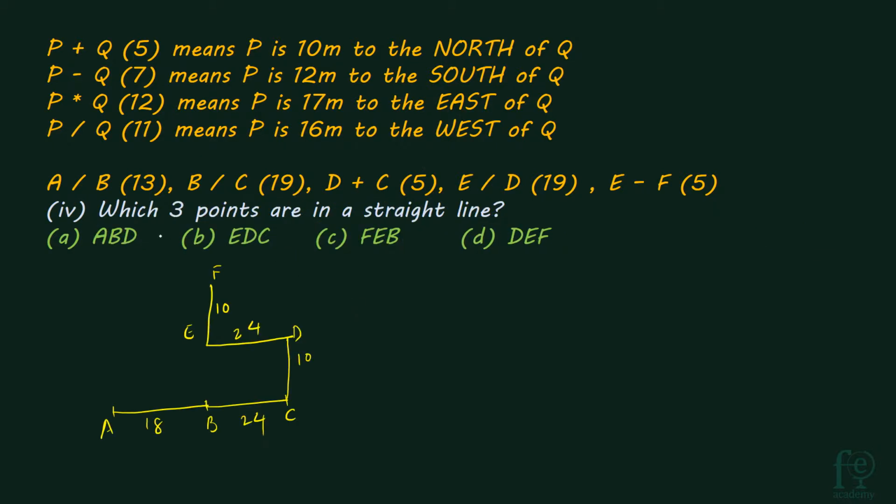Next question, which 3 points are in a straight line? ABD is not in a straight line. EDC, E, D and C are not in a straight line. FEB, what can you say about FEB? F is here, E is here, and if you draw like this, B is also here. So FEB is in a straight line. Again DEF is not in a straight line. So your option is FEB.